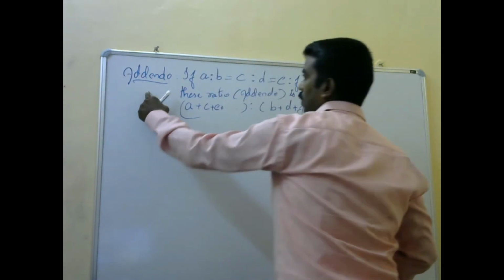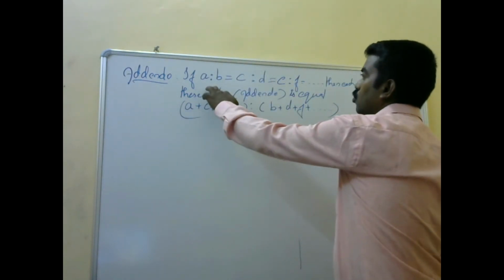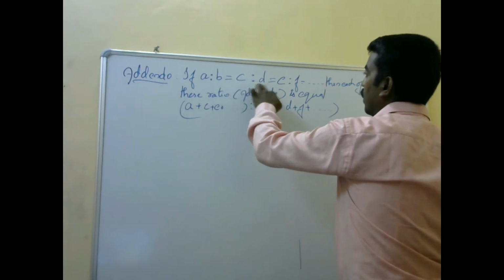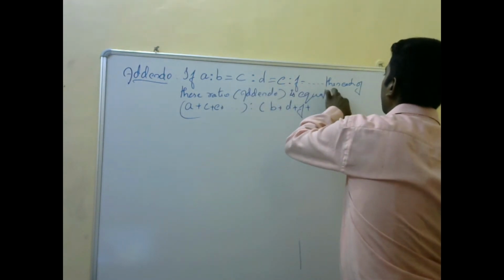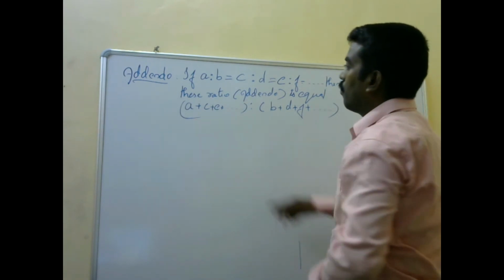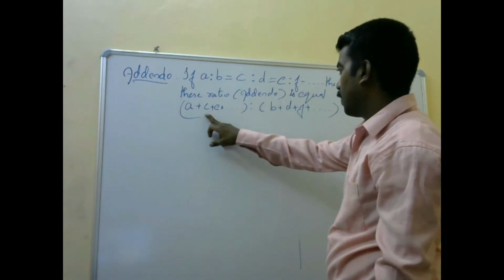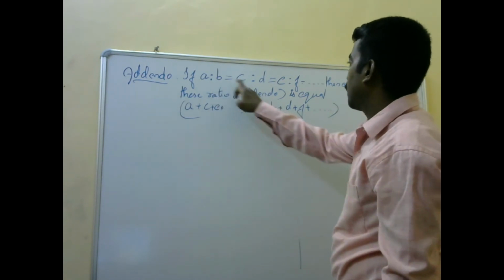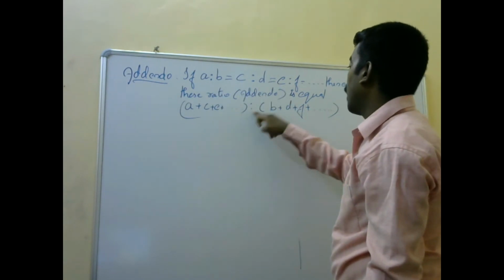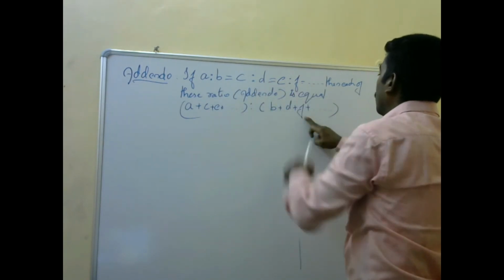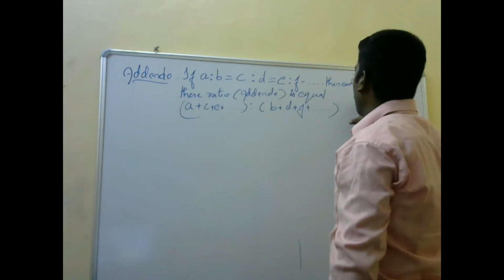Finally we are going to see addendo. If A is to B is equal to C is to D is equal to E is to F and so on, then each of these ratios is equal to A plus C plus E and so on, divided by B plus D plus F and so on. We are going to solve this.